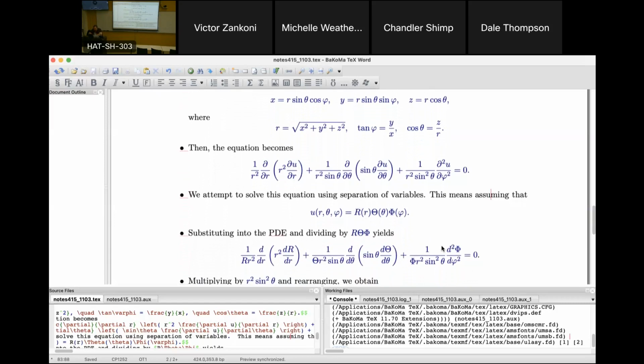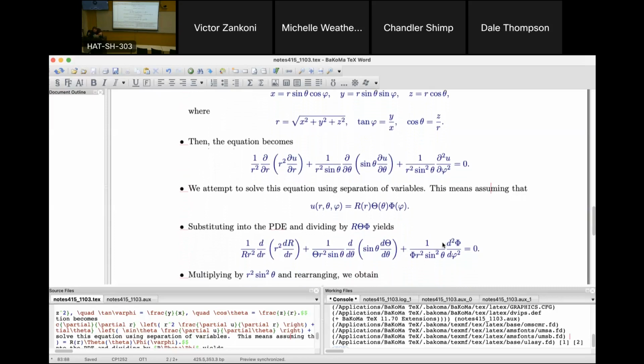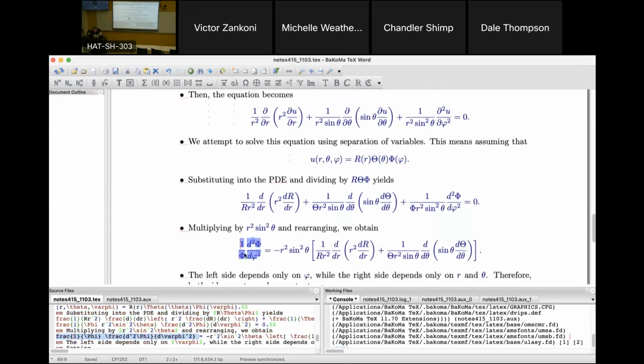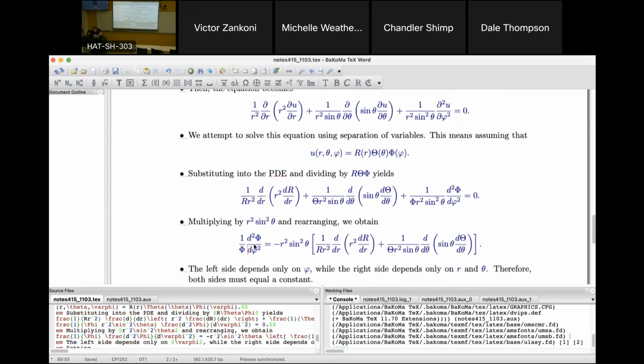Now, this is still quite a mess. But then by some rearranging, now we have this. The left side is a function of only phi. The right side is a function of only r and theta. r, theta, and phi are independent variables. The only way that you have this kind of equality across all r, theta, and phi under consideration in your spatial domain is that both of these expressions on the left and right side must be equal to a constant.